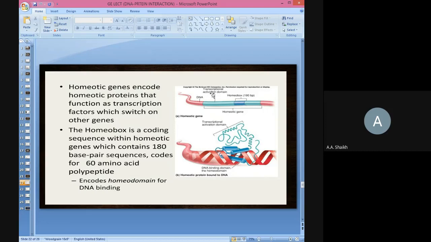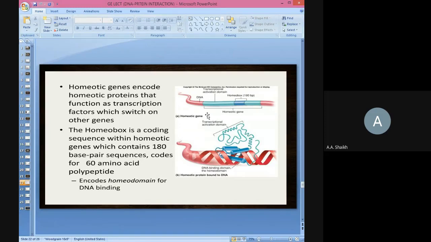So in the DNA in this case, homeotic genes are there, and these homeotic genes are encoded with the help of a protein. That protein is nothing but a transcription factor, which has the ability to switch on other genes present in the entire system, carrying out the processes of activation and expression. So here the homeotic gene is present.